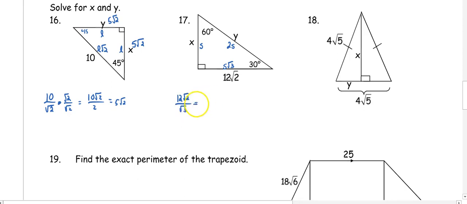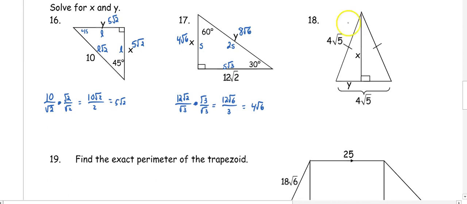Now those roots don't divide together, so we have to rationalize by multiplying root 3 over root 3. So we get 12 root 6 over 3, which reduces to 4 root 6. So x is going to be 4 root 6, and y is going to double to be 8 root 6.